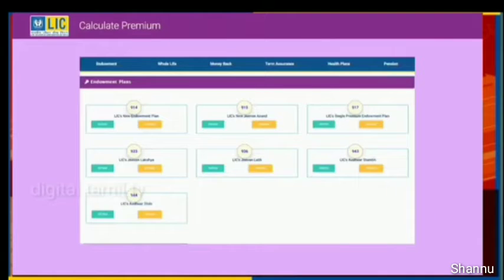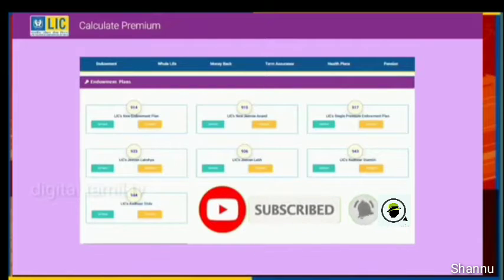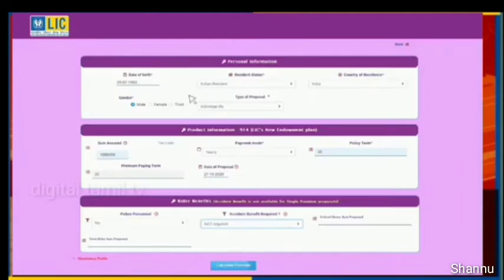On this page, the premium calculator is categorized under various groups such as endowment, whole life, money back, term assurance, health plans, pension plans and ULIP plans. Now select a specific plan and click on it. This screen captures the data which is relevant for premium calculation.